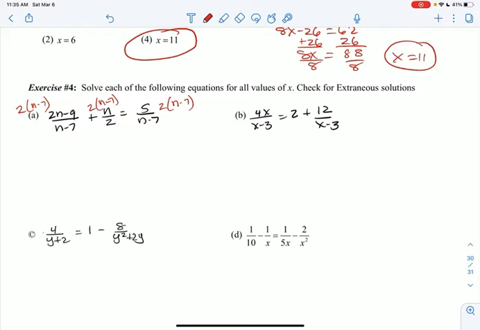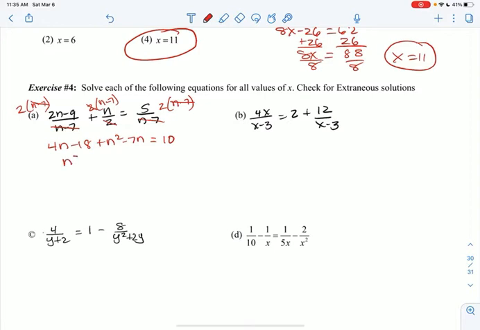So the first fraction, the n minus 7 and the n minus 7 cancel, and I'm just left with the 2. Well, 2 times 2n is 4n. 2 times negative 9 is negative 18. The second fraction, the 2 cancels with the 2, but I am still left with n minus 7, and I'm multiplying that by n. Remember, you're distributing, so n times n is n squared, and n times negative 7 is negative 7n. And the last term, n minus 7, cancels with the n minus 7, and 5 times 2 is 10. All right?